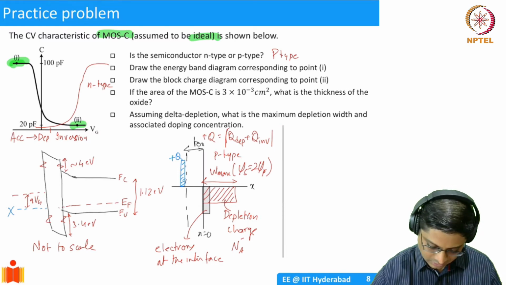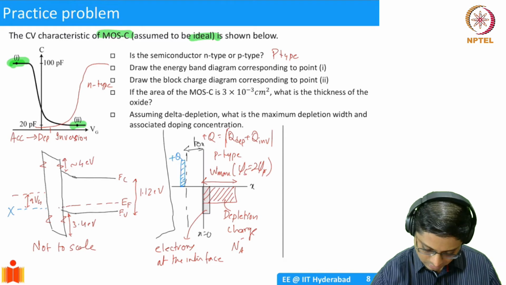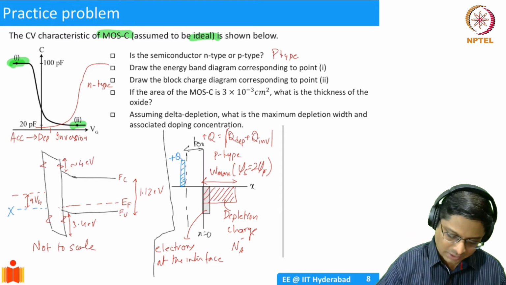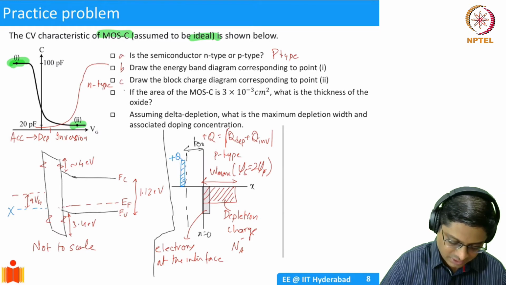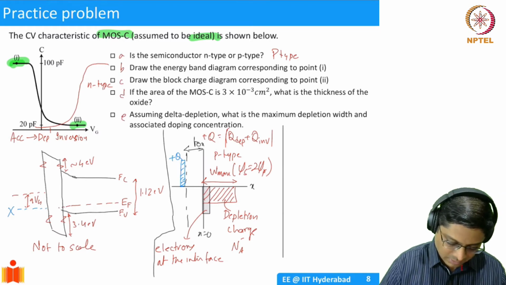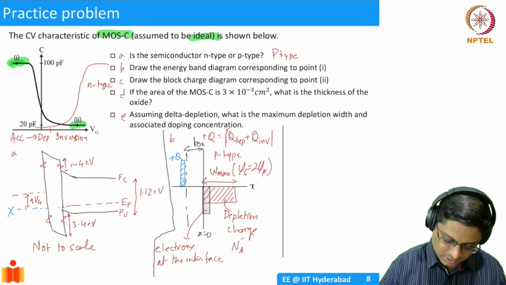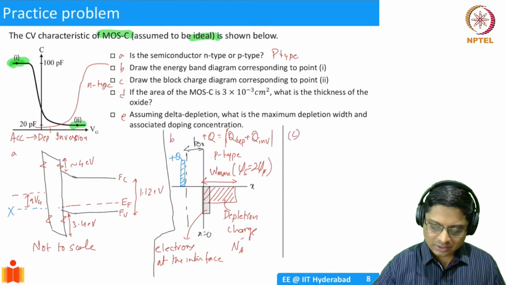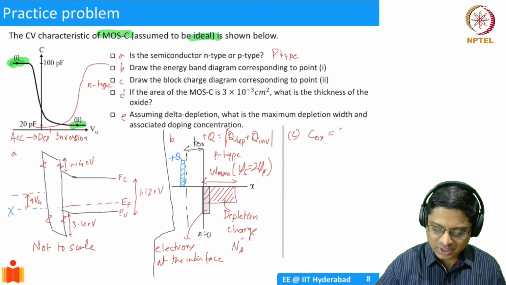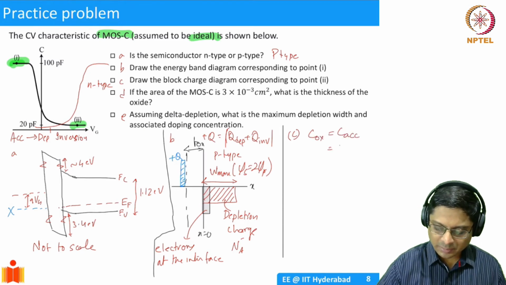If I call this A, B, C, D, E, this is part A, this is part B. So part C, I'll do it here. So I know that Cox is equal to C accumulation. That is equal to 100 picofarads.